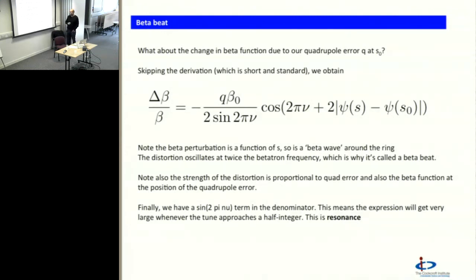And the strength is proportional to the quad error, but also the beta function to the first power at the point of the quad error. And notice the sine 2 pi nu term. In this expression, every time that nu goes to a half integer, we're going to get a big resonance effect. So we've seen resonance twice now: integer tunes from dipole errors and half-integer from quadrupole errors. You can see what's going to happen, right? Sextupole is going to be as you would expect.